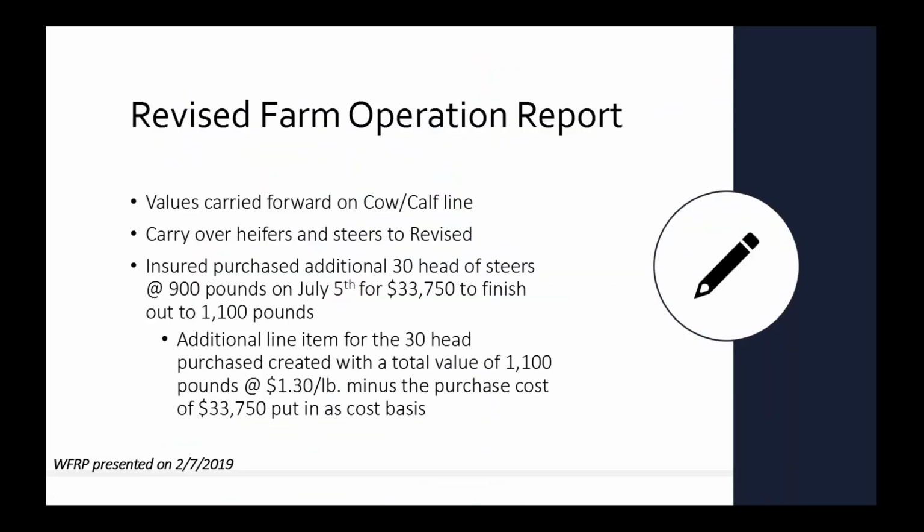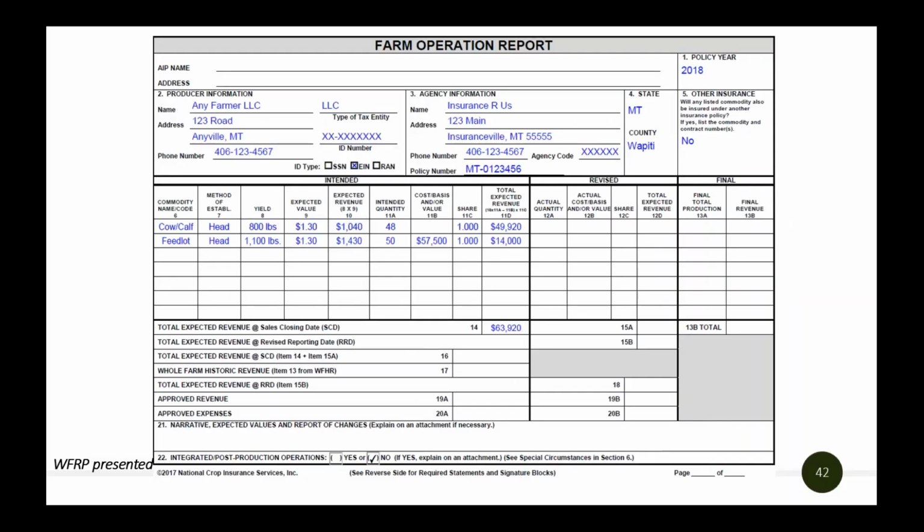So now we get into our next step of the process during the year. Come July 15th, we need to submit a revised farm operation report. We're going to carry the values over on the cow-calf line and the heifers and steers to the revised. No changes happen, so we're going to move those over. The insured purchased an additional 30 head of steers at 900 pounds on July 5th for $33,750. We're going to finish those out to 1,100 pounds. So we want to add an additional line for those 30 head. So this is what it's going to look like.